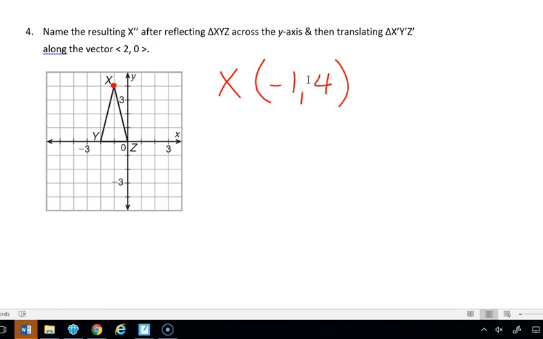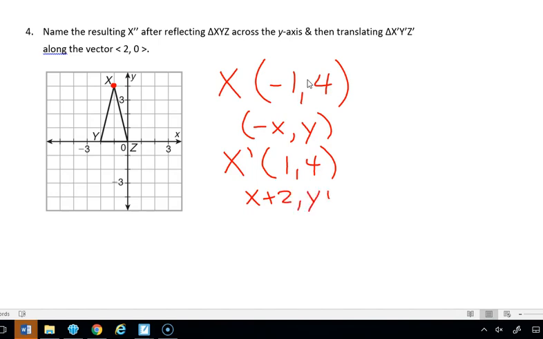And we're going to do the reflection rule, reflection over the y-axis. That would be negative x, y. So that's going to give us x prime of negative 1, 4, because we only just changed the sign of the x. Then it says we're going to move it along the vector of 2, 0. So that's going to be x plus 2, comma, y plus 0. So that's going to be our x double prime.